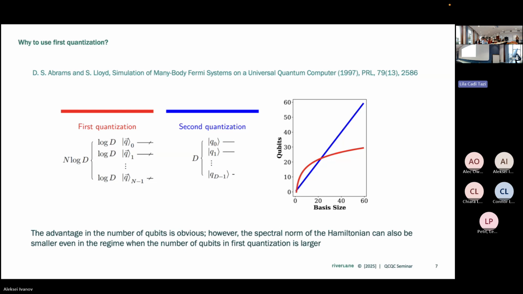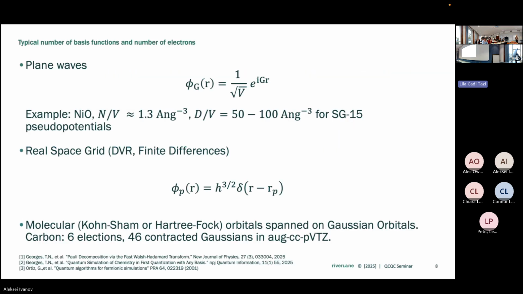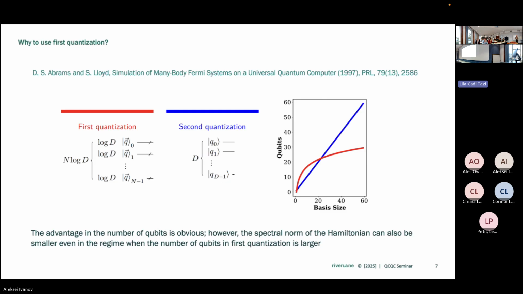But I think the question one can ask is, are there reasonable numbers of electrons and sizes of the basis set where first quantization is actually important? And I would give the comment that maybe it's not, because, for example, people say Gaussians are a compact basis set, so you may never be in this regime. But I think it's not quite true.